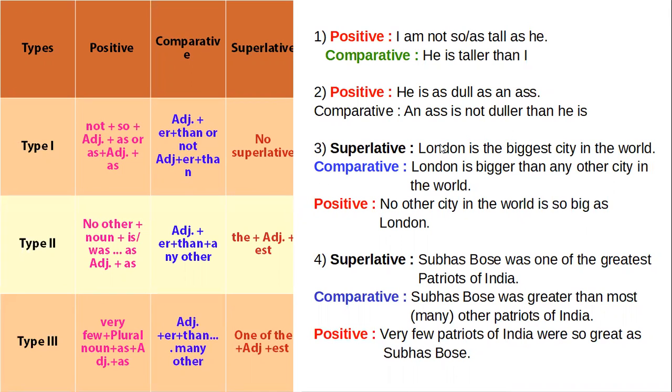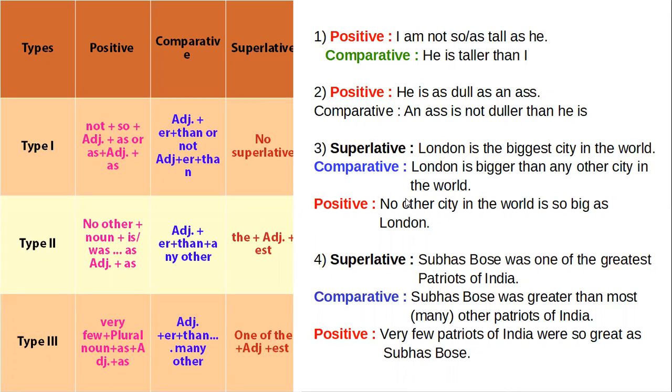Then: London is the biggest city in the world. Here it is the superlative degree, and it is the second type. You can see here the plus adjective plus est. Big is the adjective, and we add est. That is called the superlative degree. So I change it to comparative. What's the formula? Adjective plus er plus than plus any other. So London is bigger than any other city in the world.